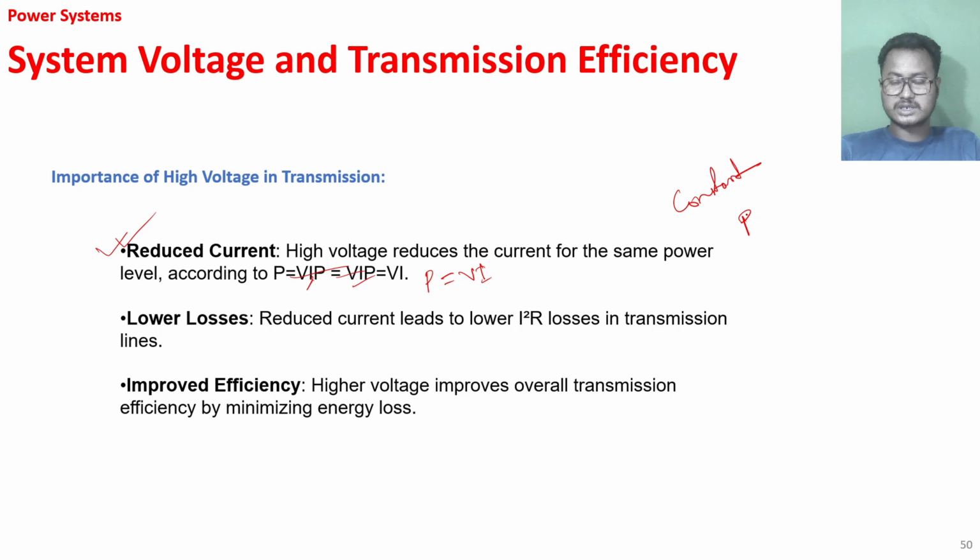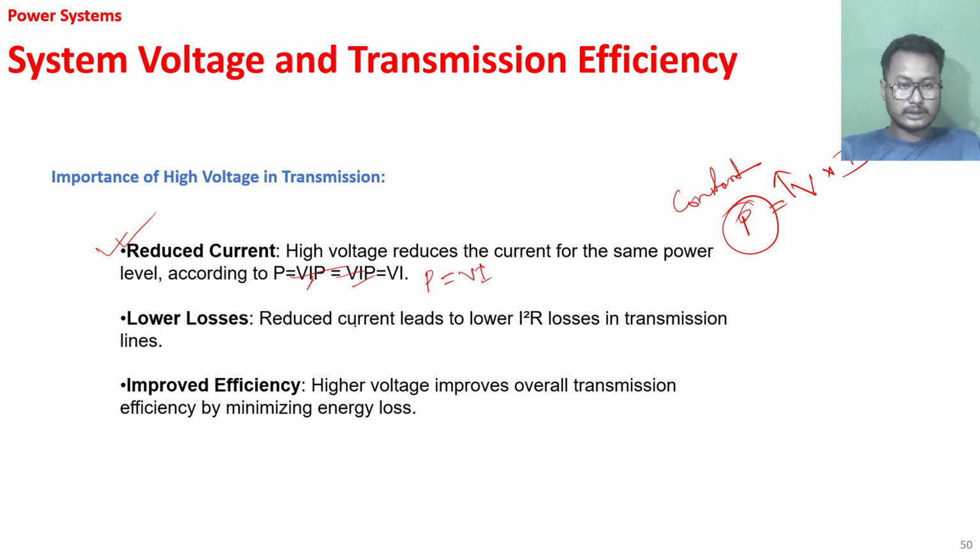By keeping P constant, meaning power we are keeping constant, we are reducing the current value I. Okay. We are reducing the current value. So automatically, to keep this power P, we have to increase the voltage. Okay. You got it? We are keeping P constant, power constant, and we are reducing current. So we have to increase voltage to maintain that value of P.